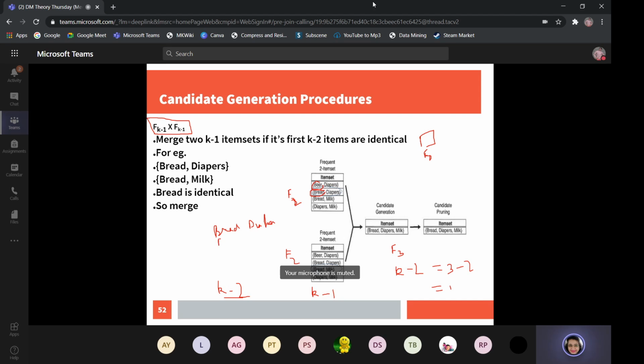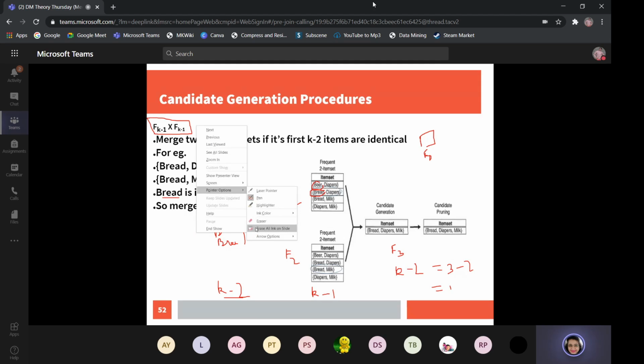So bread and diapers and bread and milk, you got a match. So bread and diapers and bread and milk matched, so bread is going, and the remaining two are also going. Apart from that, you did not find a match in any other. Is this clear? So if the first k minus 2 are identical, then you can merge. Otherwise, don't merge. That is another way to generate candidates.